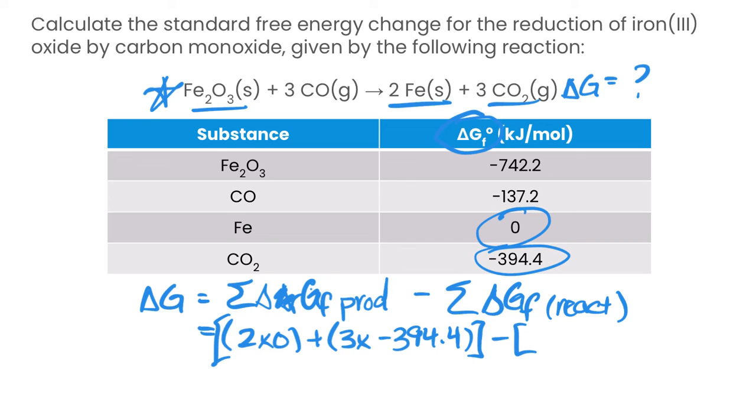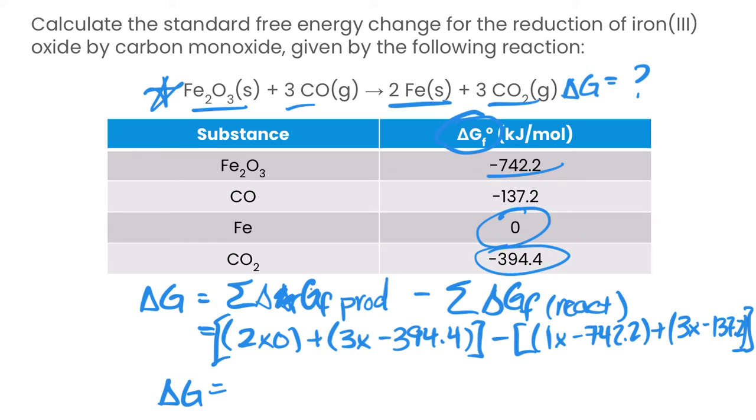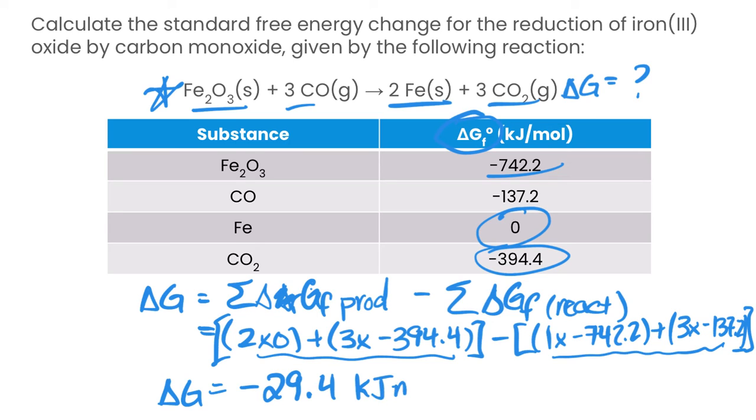So our reactants, we have 1 of the iron 3 oxide, which is negative 742.2. And then we've got 3 carbon monoxide, so 3 times negative 137.2. All right, so if we do that calculation, again, we're adding these up and then subtracting those added up. We get, and then rounding for sig digs, negative 29.4 kilojoules per mole.